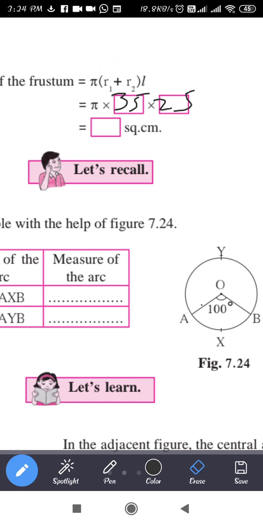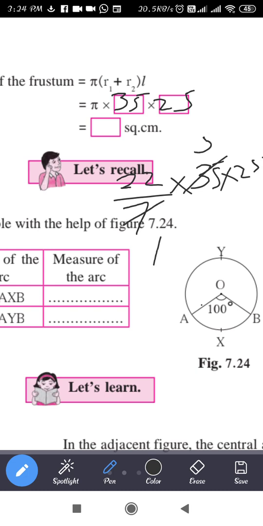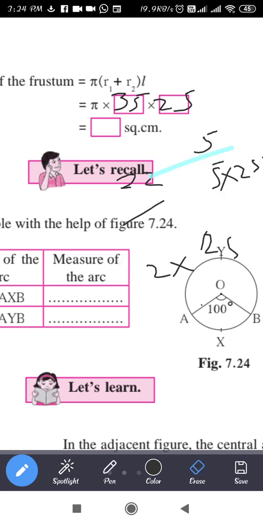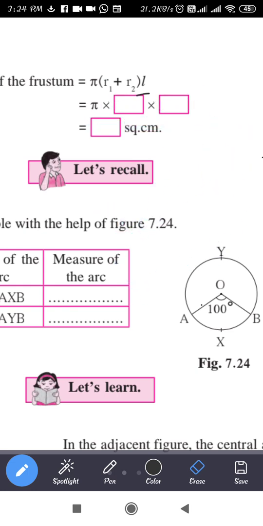What will you do? Pi's value is 22 upon 7. Here is 35 and here 25. Now we'll solve it. 7 1s are 7, 7 5s are 35. So 22 into 5 into 25. 25 5s are 125. Now you will multiply 125 and 22. So you will get the final answer, that is curved surface area. So now let's multiply.